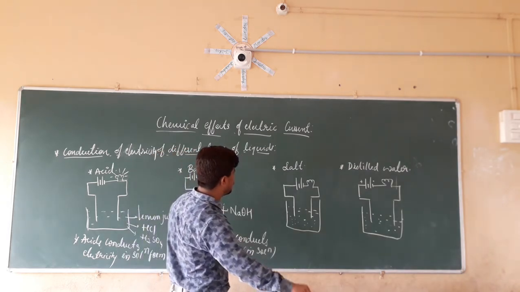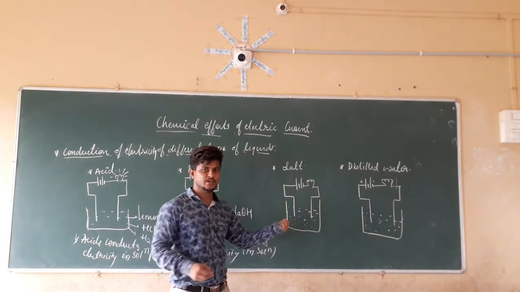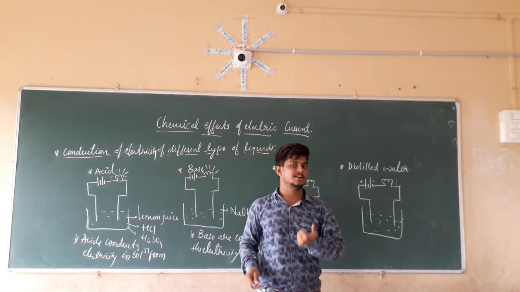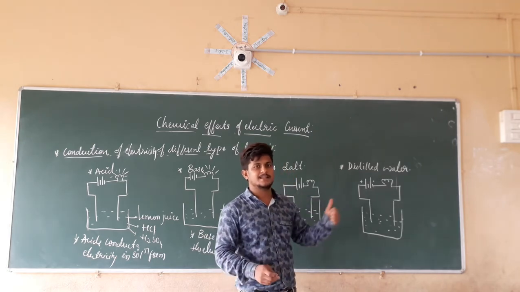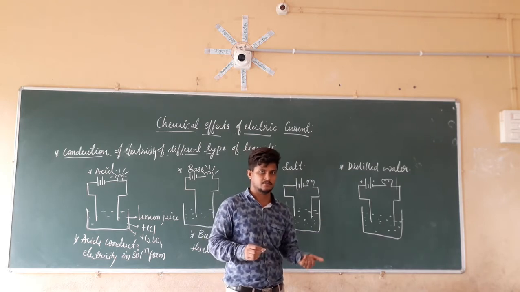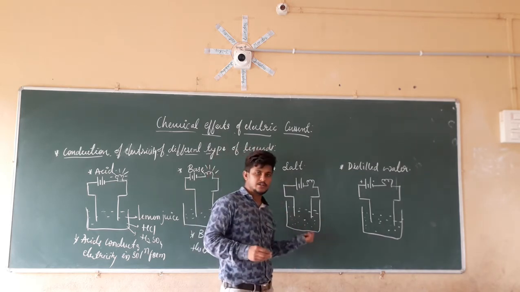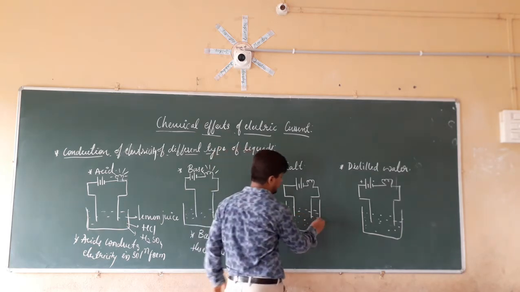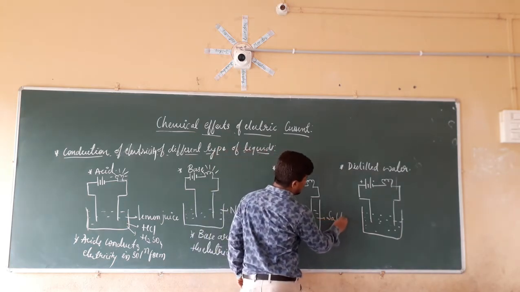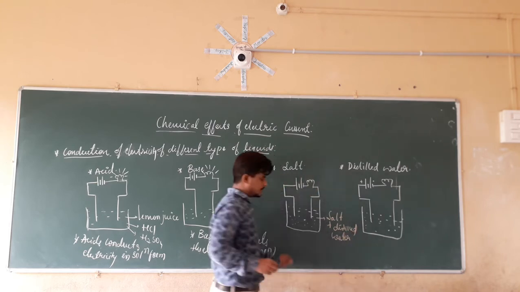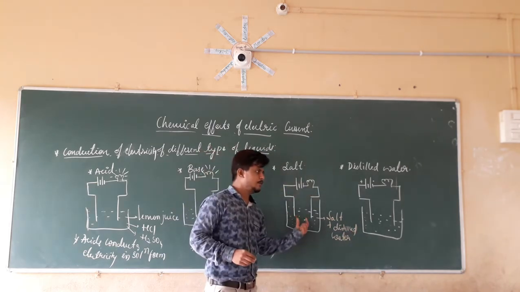Next we are going to check the salt. I already told you that salt is a good conductor of electricity. So when is salt a good conductor of electricity? When salt is present in the form of solution, in water. So first we take distilled water, and in the distilled water we add salt. Salt plus distilled water. Again we have to make the experimental setup.